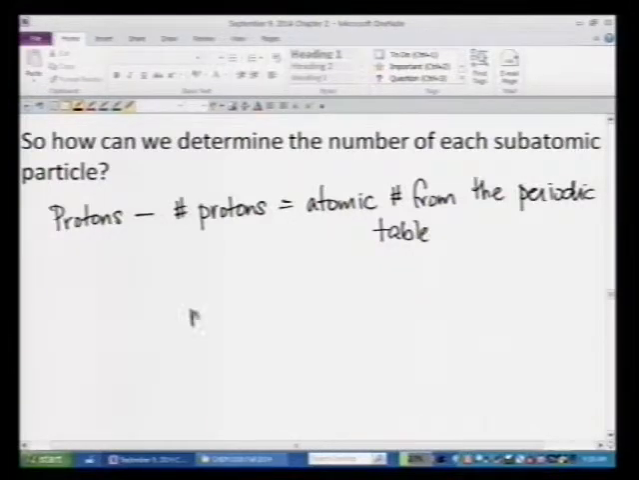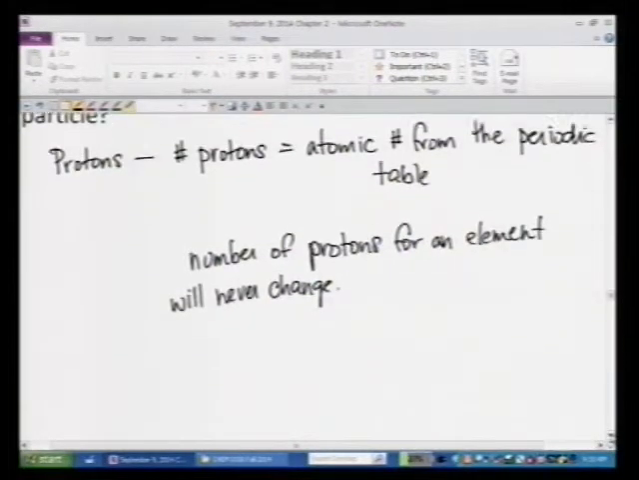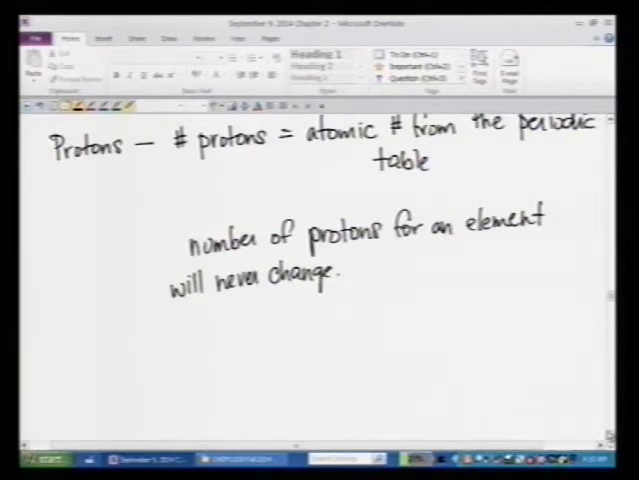So the number of protons for an element, I'm mixing up element and atom here, will never change. So that's protons. You can read that directly off the periodic table. The number of protons for carbon is 6. The number of protons for hydrogen is 1. You get that directly off the periodic table.